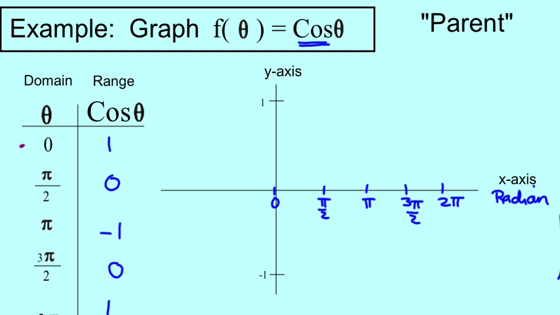Now we graph the ordered pairs. Over 0, up 1. Over pi over 2, up 0. Over pi, down 1. Over 3 pi over 2, up 0. Over 2 pi, up 1. So here's what one revolution would look like. If you want to continue it, it would work its way this way, come back down, along with this.